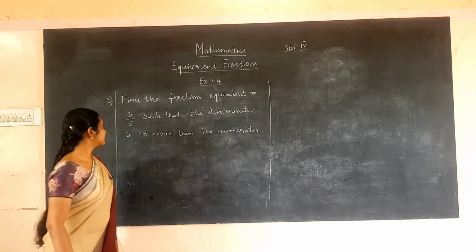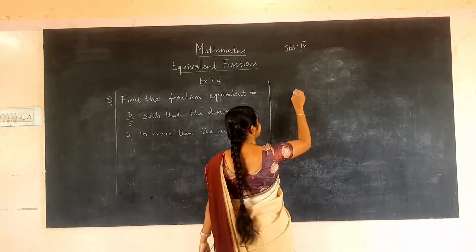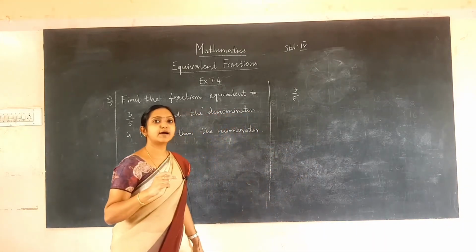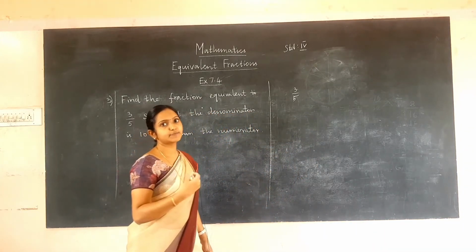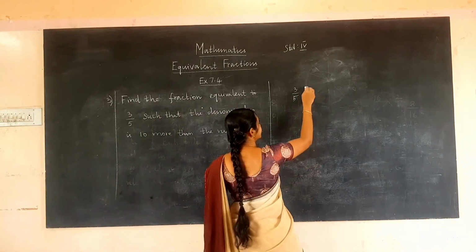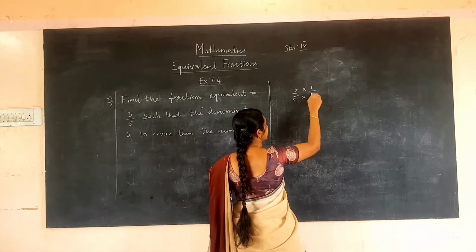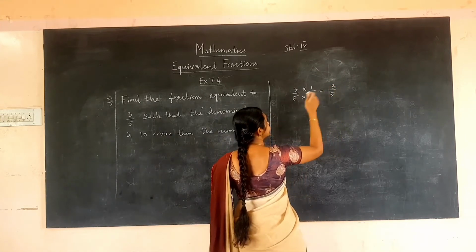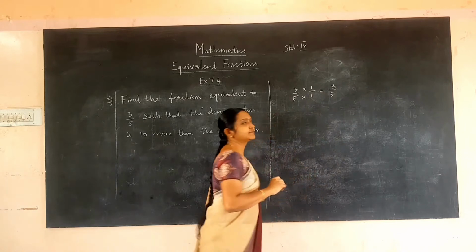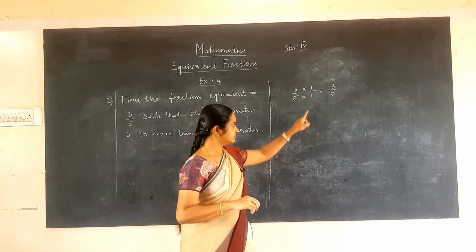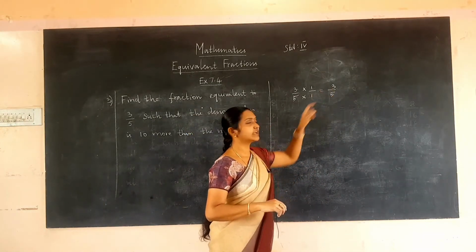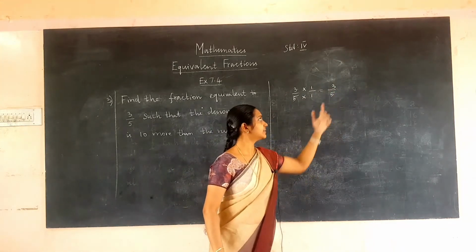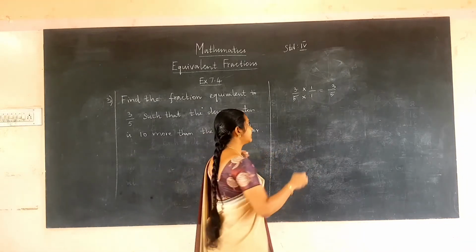First, let us write the fraction 3 by 5. For equivalent fraction, we have to multiply the numerator and denominator by the same number. First, let us multiply it by 1. 3 into 1 is 3, 5 into 1 is 5. If we add 10 to the numerator, we should get the denominator. 3 plus 10 is 13. Here the denominator is 5. So, this is not the equivalent fraction.